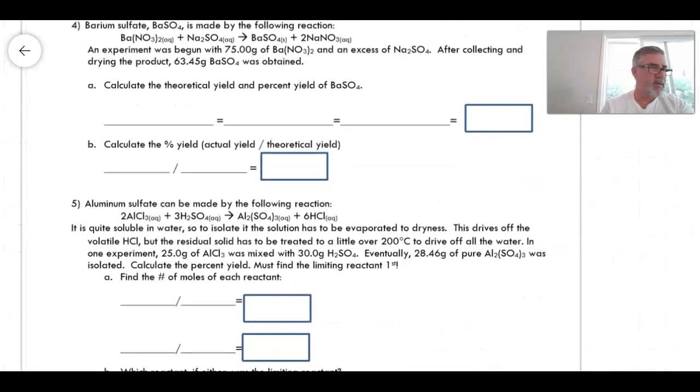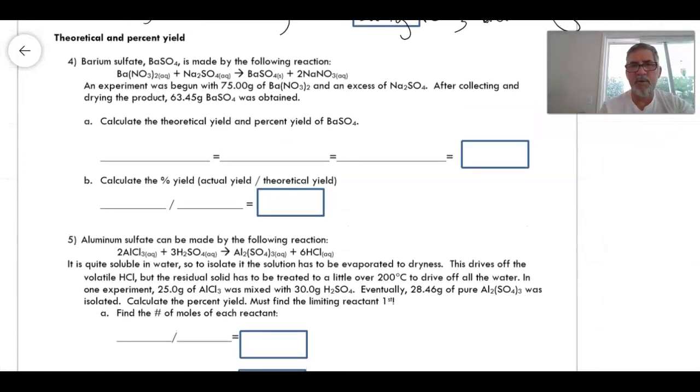All right, last one I'll help you with, and number 5 you'll be on your own. So this is theoretical yield and percent yield. I have my balanced equation up here. It's already balanced for you. So first thing I have to do is calculate the theoretical yield. The experiment has begun with 75.00 grams of barium nitrate and an excess. So it already tells you what the excess reagent is. So the barium nitrate must be limiting.